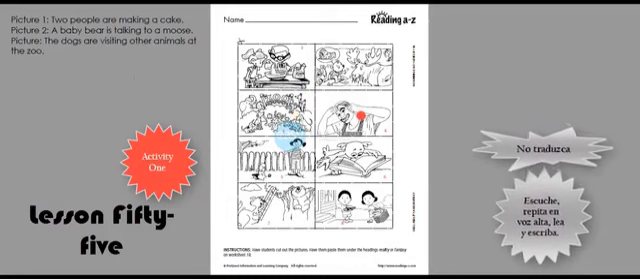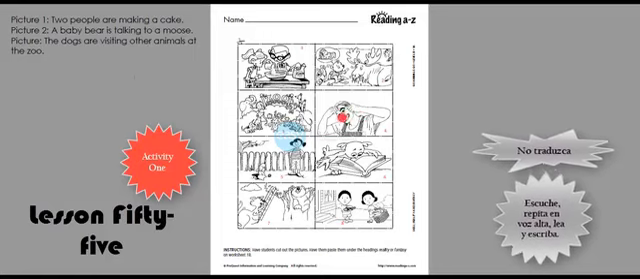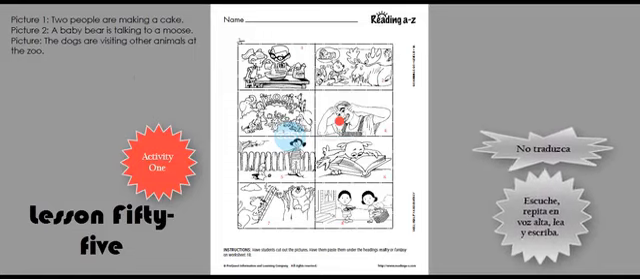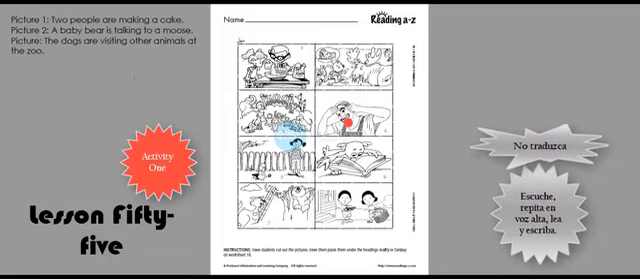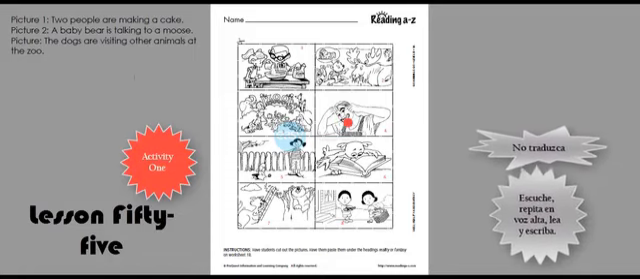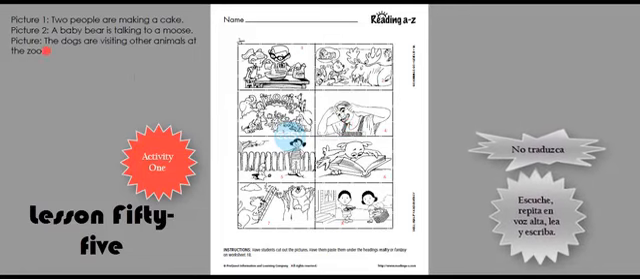In picture 4, we see a clown. This is a clown. Los clowns divierten a otras personas en eventos especiales. Algunos niños tienen miedo de los clowns. This is a clown, and this clown is putting on a face. The clown is putting on a face.